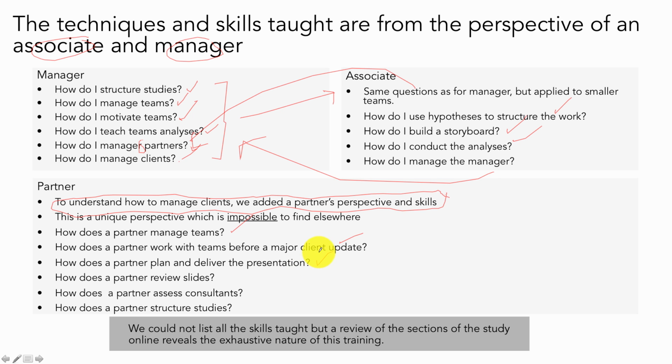How does the partner plan and deliver the presentation? What's his strategy? What comprises the presentation? You'll see that we've taken all the major presentations and broken them down into the different steps. We show you the slides presented and we explain why those slides are being presented. How does a partner review slides? How does a partner review the slides an associate and manager send to them? How does a partner assess consultants? How does he assess whether a consultant is doing a good job or a bad job? And how does a partner structure studies?